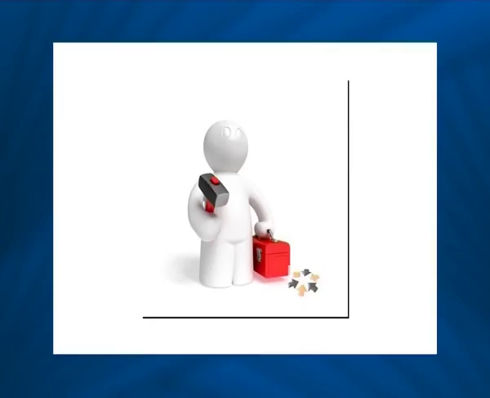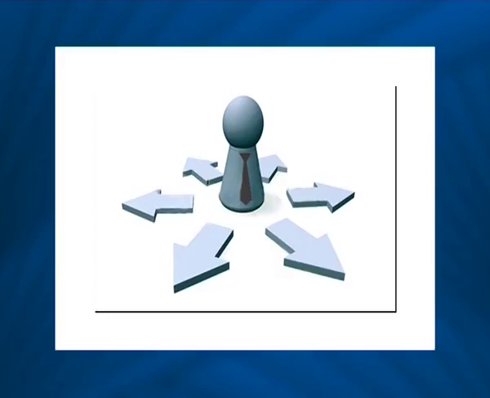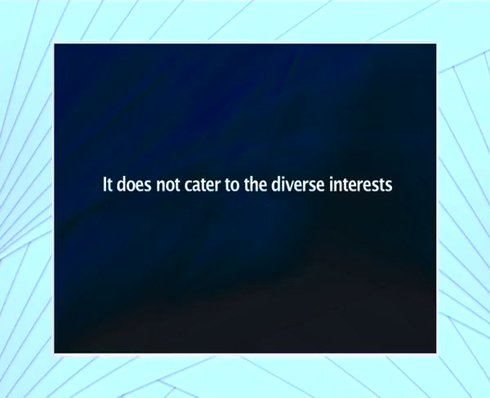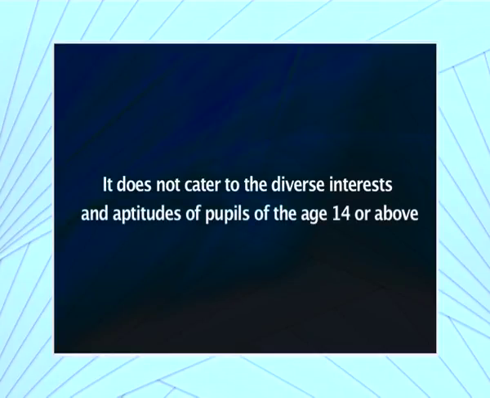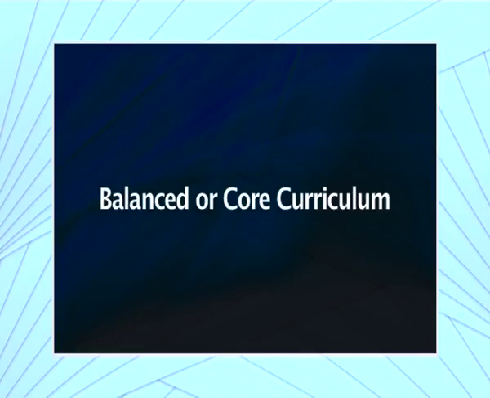This type of curriculum later leads to specialization to various technical, commercial, agricultural and administration fields. Demerits of undifferentiated curriculum. The undifferentiated curriculum is quite suitable for only primary and middle classes. It does not cater with the diverse interests and aptitudes of pupils of the age 14 or above. Here, everyone learns something of every subject, irrespective of one's interests and aptitudes. It is diffused curriculum.